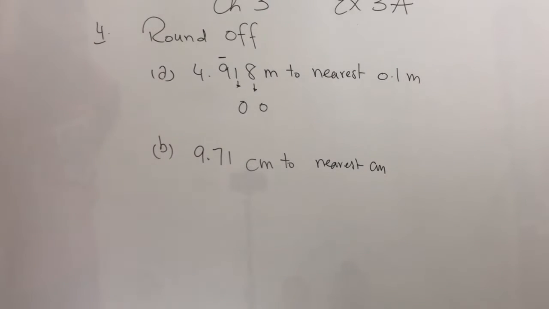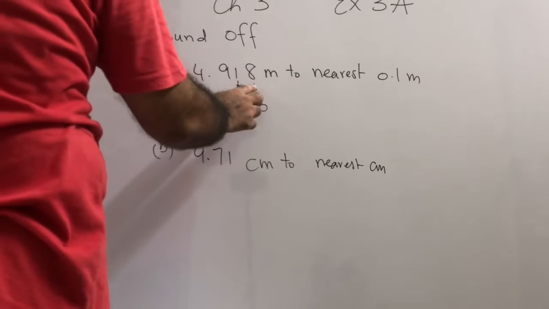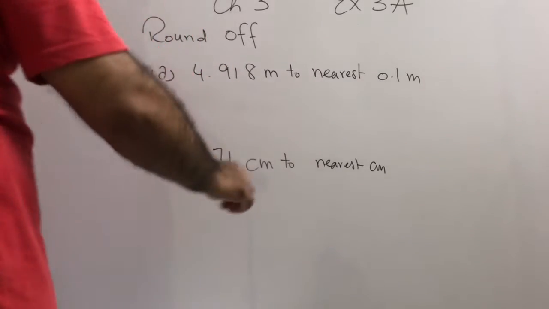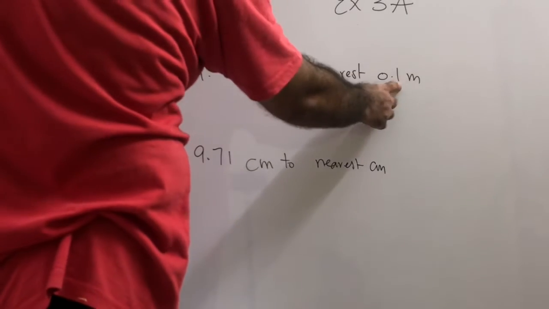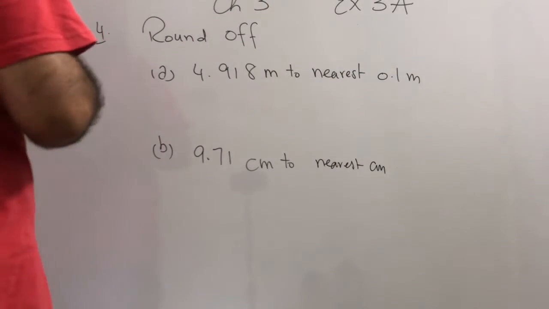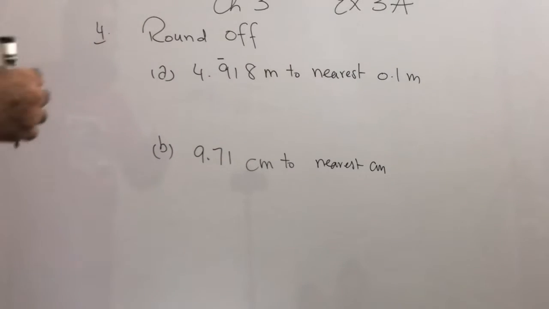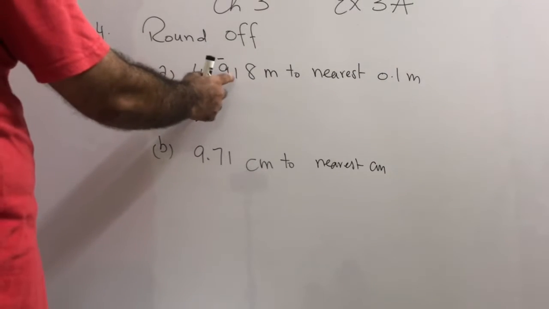Round off point number A. Question number 4, part A. 4.918 meter to the nearest 0.1 meter. We need to round up to the nearest 0.1 meter. What is the meaning of 0.1 meter? That after a point on the right side there is only one digit. So we need to have it rounded up to this one. This is after a point on the right side one digit.